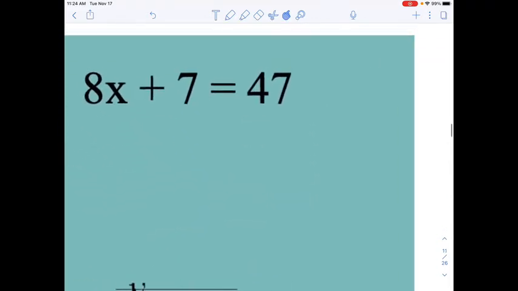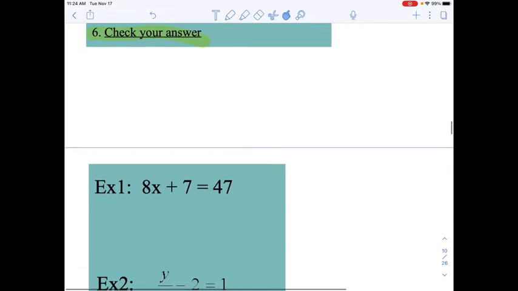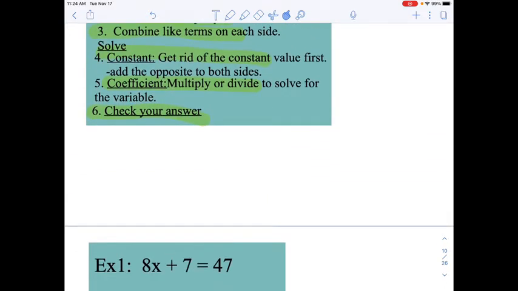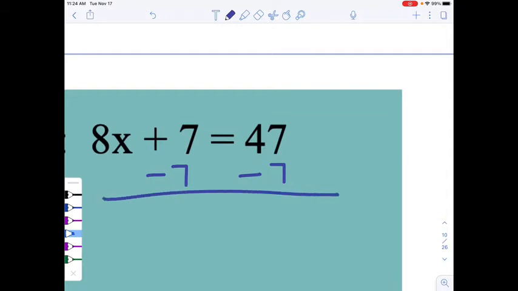The first problem I want you to write down is 8x plus 7 equals 47. So the first step is add up. Can we add up? No. Second step is distribute. Can we distribute? No. Can we combine like terms? No. So then we have to get rid of the constant. Remember, the constant is the number by itself without a variable. So this plus 7. Well, the opposite of plus 7 is minus 7. So we can subtract 7 from both sides or add negative 7. It's the same thing. And we're left with 8x equals 40.